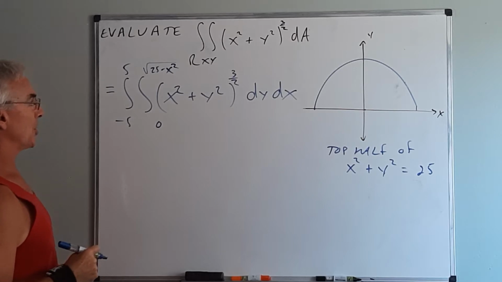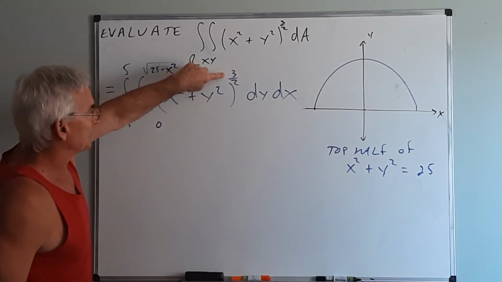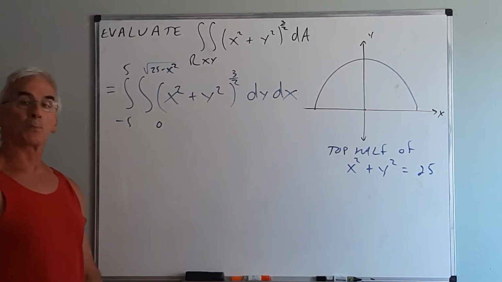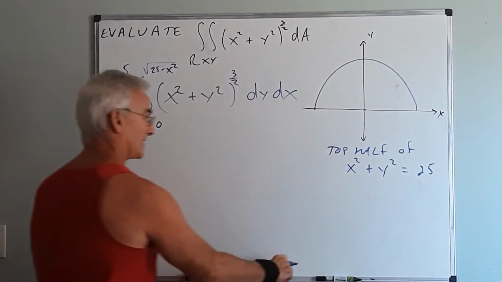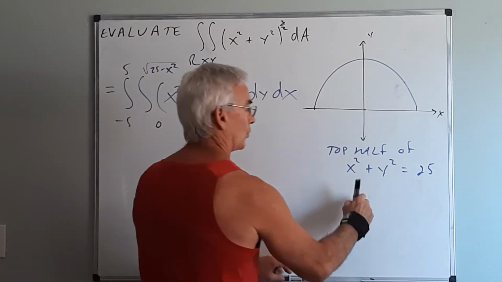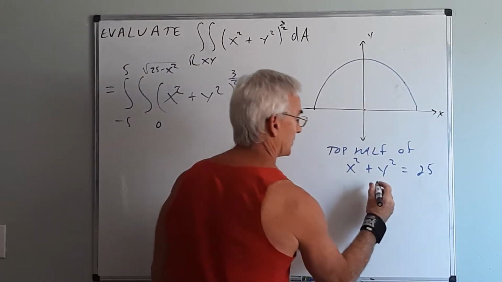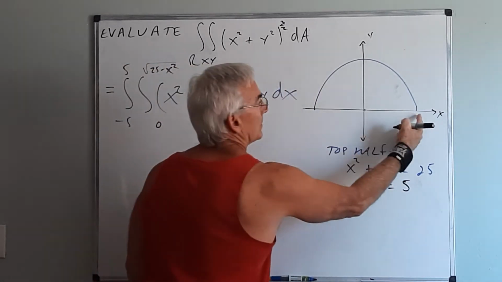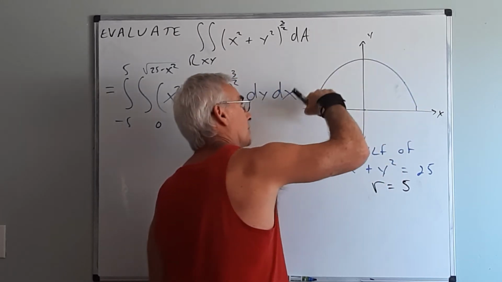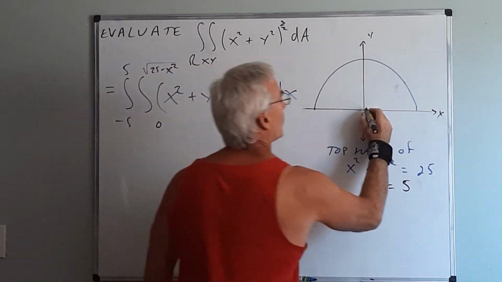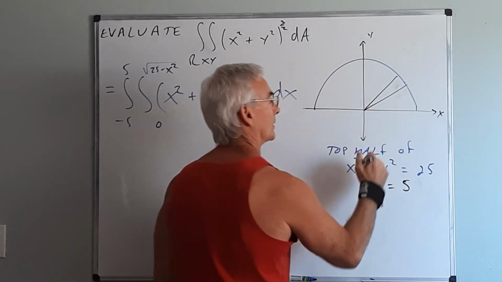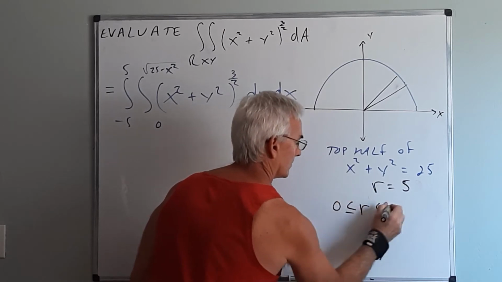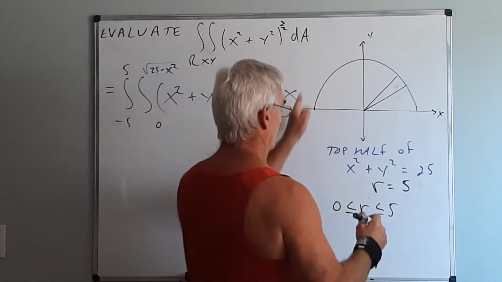And if you look, this is a very daunting task because this 3/2 power actually makes this impossible to integrate in x and y. So instead, this is a perfect candidate to switch to polar. Now, we know in polar coordinates that the equation of a circle centered at the origin is simply going to be r equal, in this case, 5. The theta limits, I'm going to start at 0 and go to pi. So when I draw my little sector here, r is going to range from 0 to 5. Theta is going to range from 0 to pi.